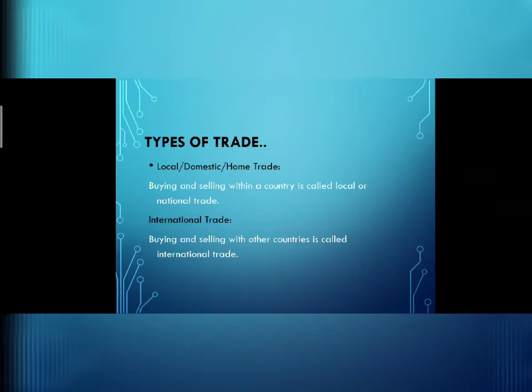Local trade is buying and selling within the country. For example, we started an industry and we sell the things within the city or within the country. This is internal trade or local trade. But the goods which we send out or sell to other countries are known as international trade. In international trade, two countries are involved, and in local trade, it is done within the country.